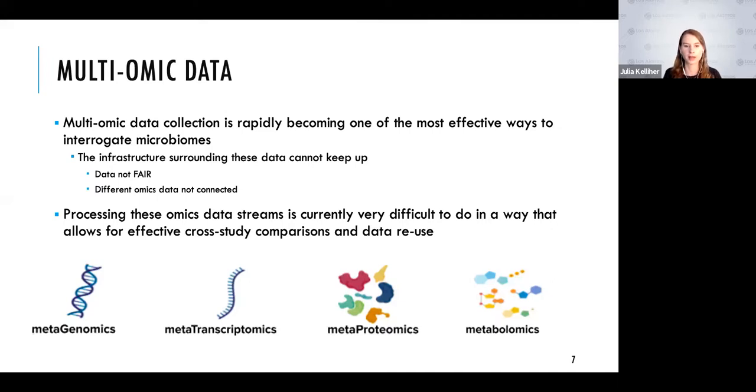So multi-omic data collection is rapidly becoming one of the most effective ways to interrogate microbiomes. But like we said, the infrastructure surrounding these data cannot keep up. So this leads to data not being findable, accessible, interoperable, and reusable, and these different omics data not being quite connected enough to allow for effective data reuse. And processing these omics data streams is currently very difficult to do in a way that allows for effective cross-study comparisons and, again, the data reuse.